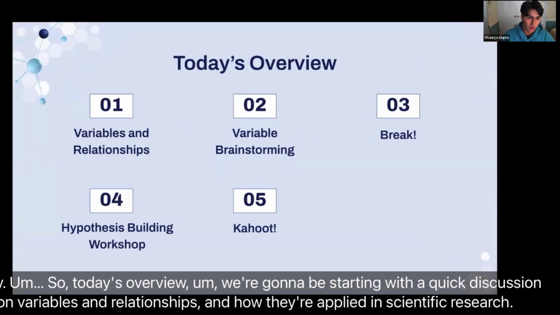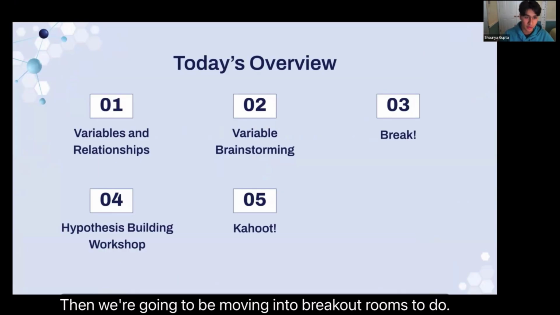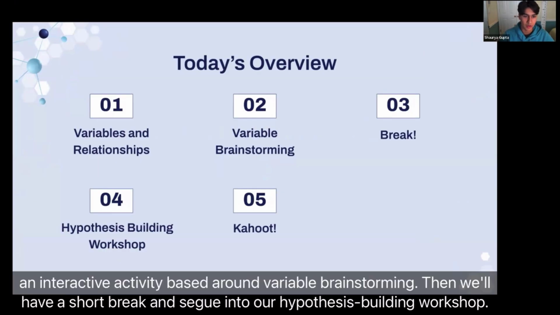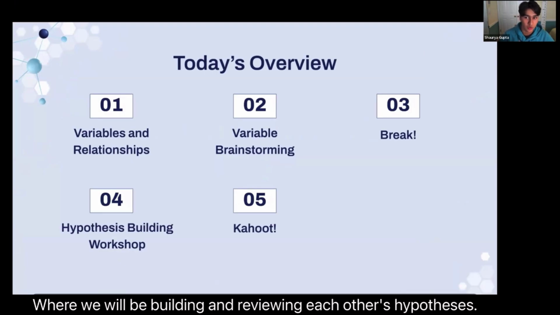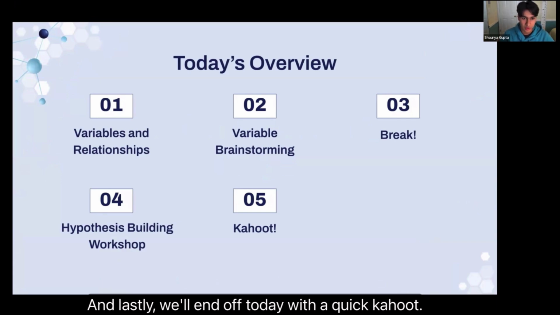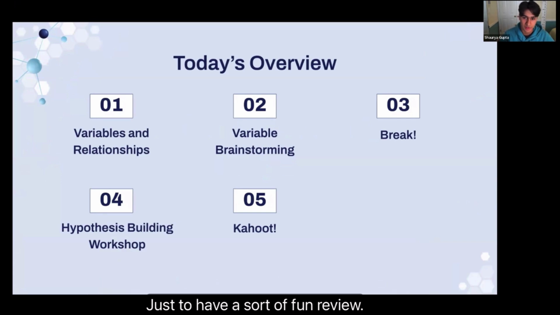Today's overview, we're going to be starting with a quick discussion on variables and relationships and how they're applied in scientific research. Then we're going to be moving into breakout rooms to do an interactive activity based around variable brainstorming. Then we'll have a short break and segue into our hypothesis building workshop, where we will be building and reviewing each other's hypotheses. And lastly, we'll end off today with a quick Kahoot just to have a sort of fun review.